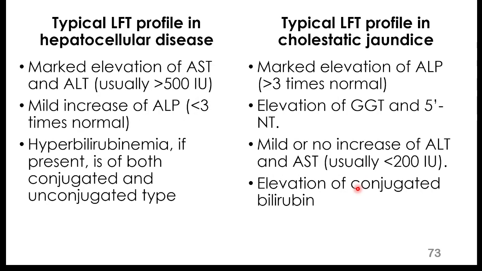Okay, there are some final points on our liver function test here. Marked elevation of AST and ALT is typically seen in hepatocellular disease, usually more than 500 international units, and there might be a mild increase of the alkaline phosphatase. But in cholestatic jaundice, as I said earlier, there is marked elevation of alkaline phosphatase, gamma glutamyl transferase, and 5-nucleotidase.